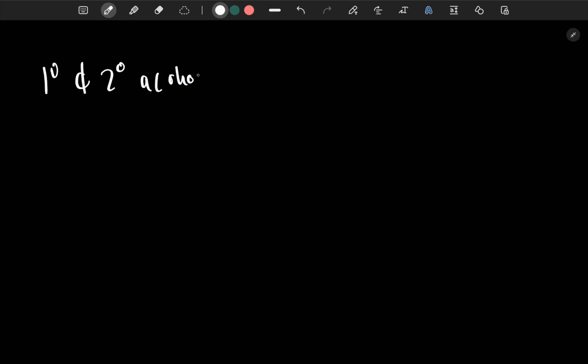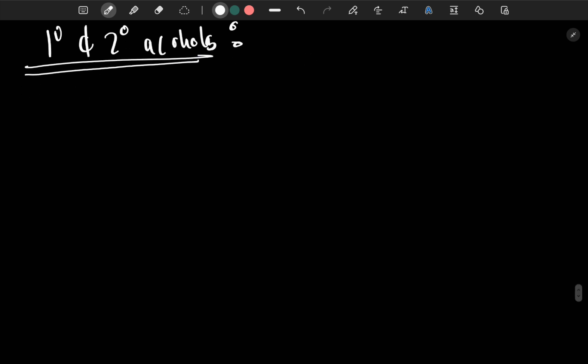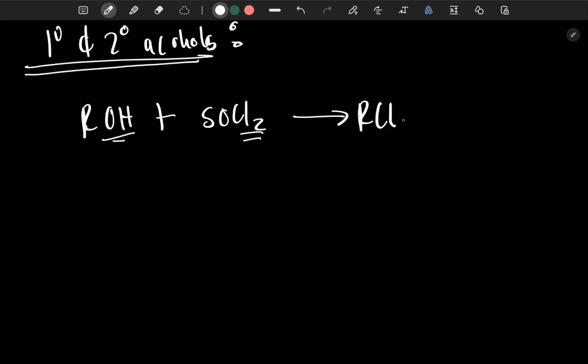Let's put alcohols. What do we now have in primary or secondary alcohols? We will now have SOCl2. So we have an alcohol, which we can have as a primary alcohol, reacting with SOCl2. Then what are you going to get? You are going to get the Cl replacing the OH, basically RCl.